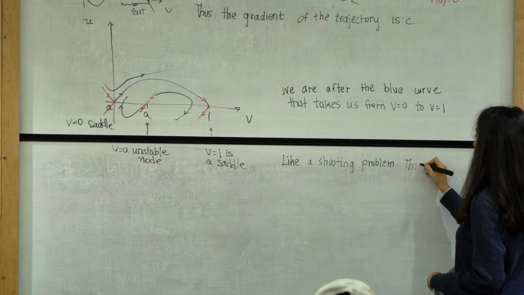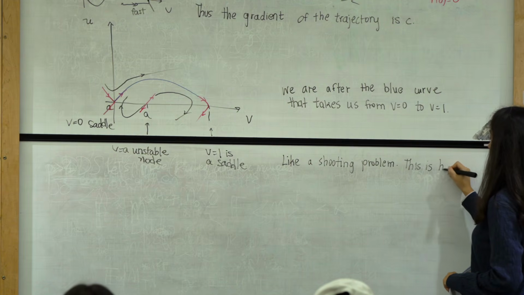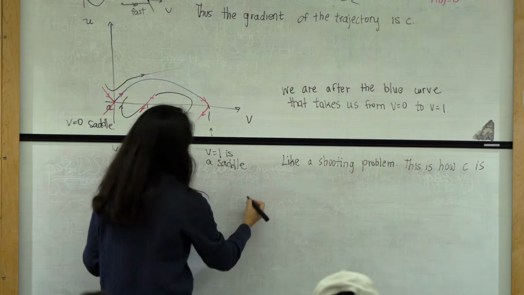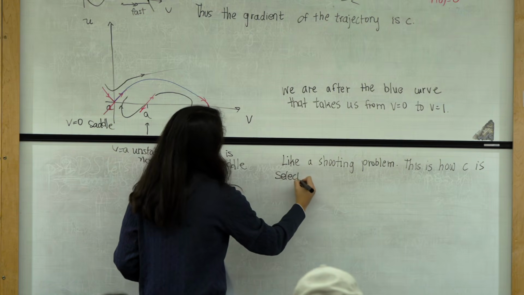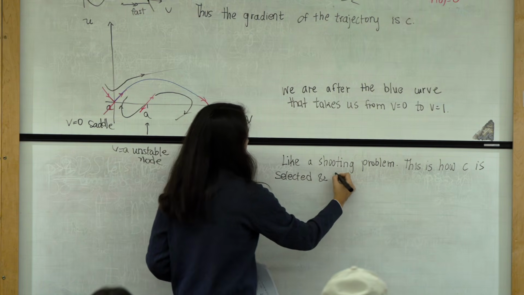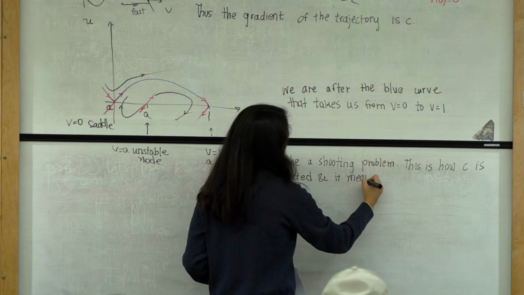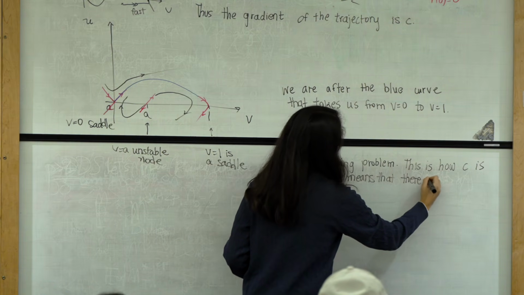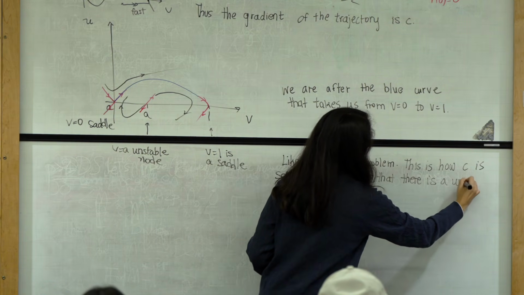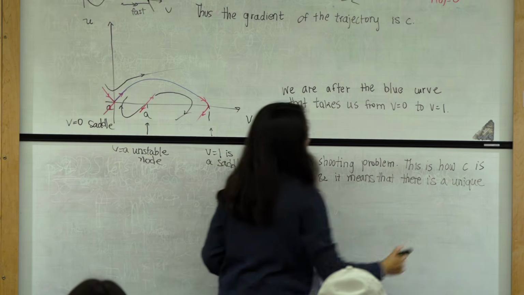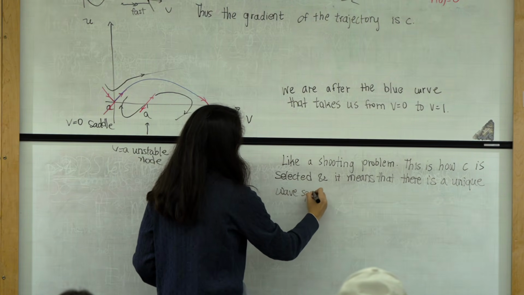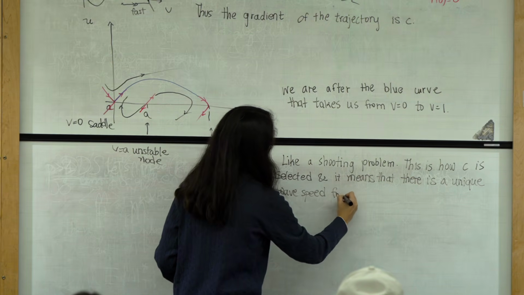This is how C is selected. And it means that there is a unique wave speed for the traveling wave.